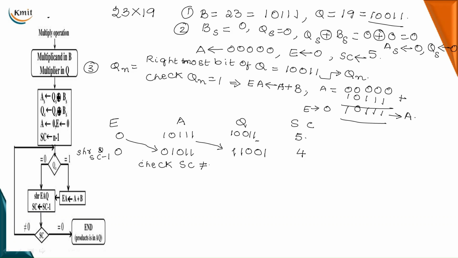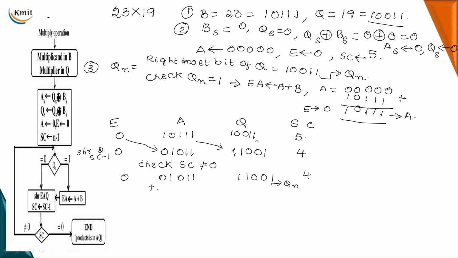Sequence counter is still not equal to 0. So now, again, 0, 0, 1, 0, 1, 1, 1, 1, 0, 0, 1, and 4, right? So what is the Qn now? Again check Qn. Qn is 1. So when Qn is 1, again you have to add A plus B. So this is your content of A, add it to B.